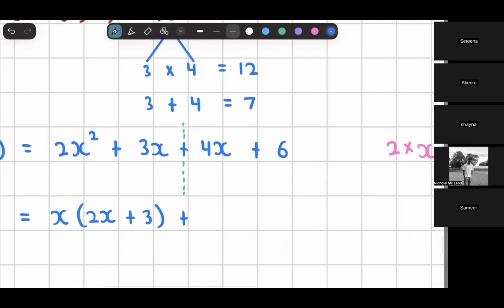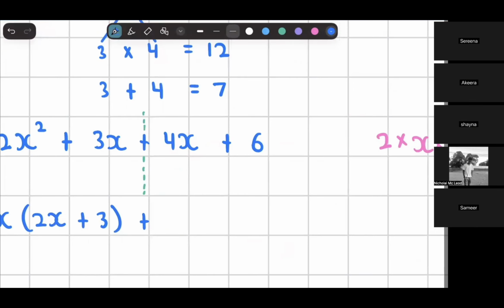Let's look at the other side of the border. So, what is the greatest common factor between 4x and 6?